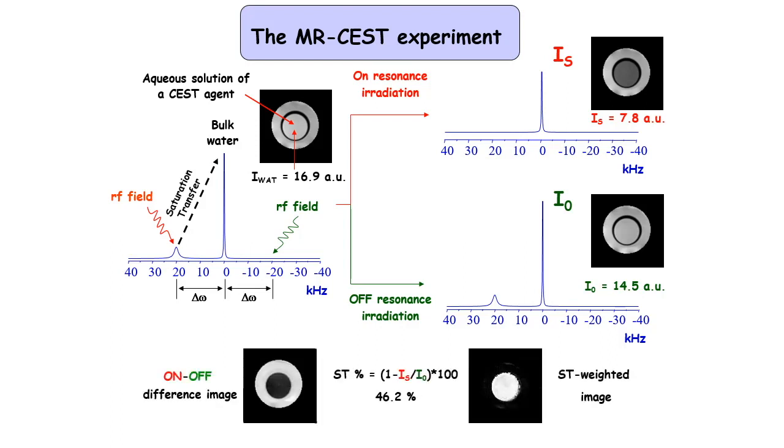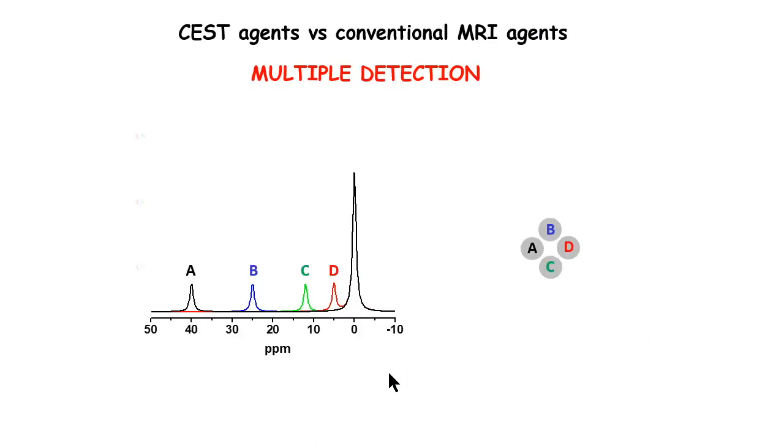So this is the result, and an important parameter that reports on the efficiency of a CEST agent is the saturation transfer percent. That is expressed by this simple relationship that relates the intensity of water upon the irradiation of the proper RF field with respect to the intensity of the water without irradiation.